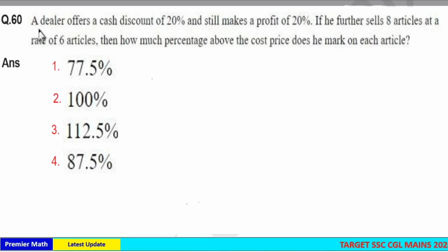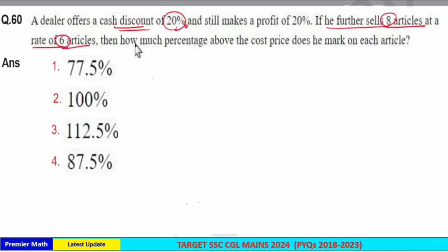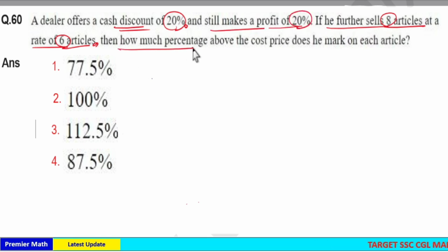Here in this question 60, there is a little confusion in the sentence structure. So I will rearrange the sentence structure. That is, a dealer offers a cash discount of 20%. If he further sells 8 articles at the rate of 6 articles and still makes a profit of 20%, then how much percentage above the cost price does he mark on each article?